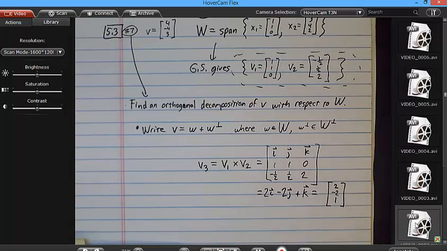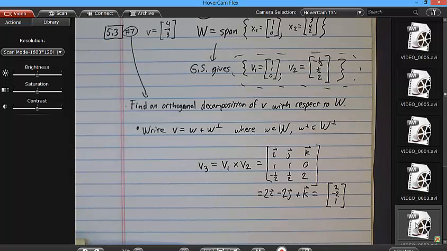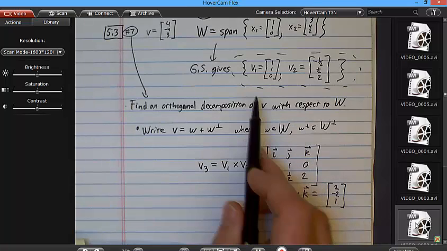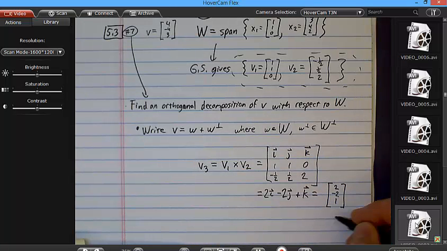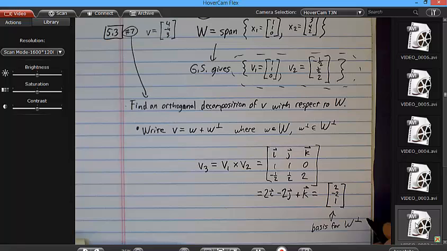Is that really orthogonal to V1 and V2? Let's see. -1 and -1 is negative. Yeah, it really is. That's nice. Way to go, David Poole. Okay, so again, in MATLAB this would never work. But it worked. We got a really nice V3. V3 is orthogonal to either of these. So this is my basis for W perp. Okay?